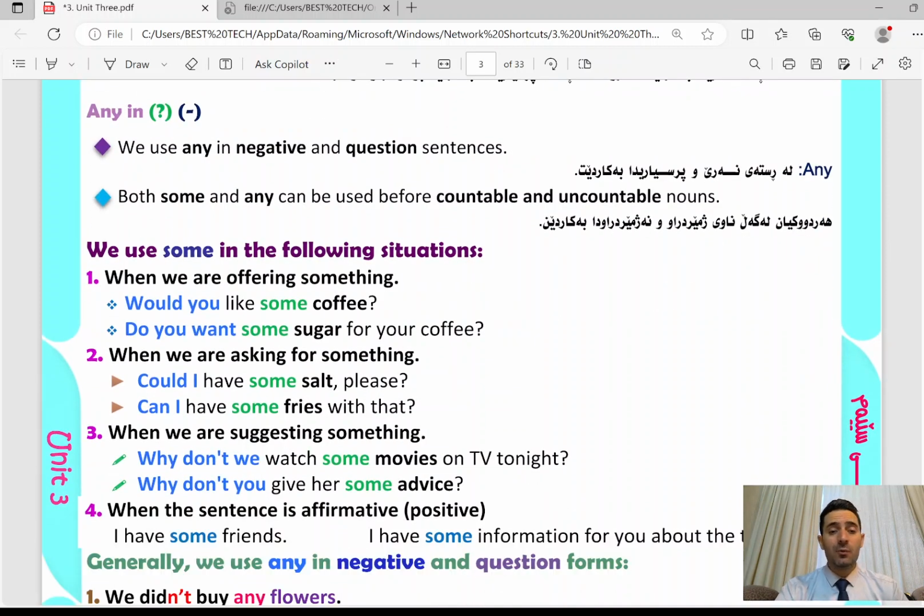We use some in the following situations. Number 1. When we are offering something, for example: Would you like some coffee? Or do you want some sugar for your coffee?